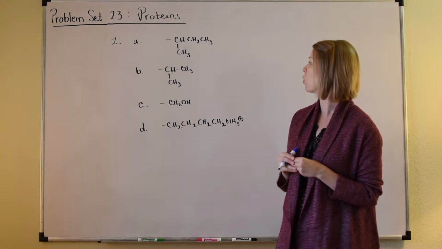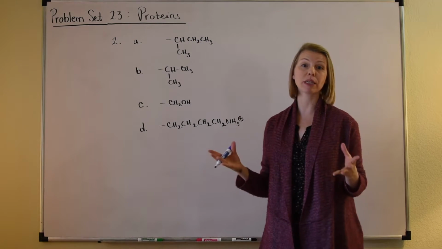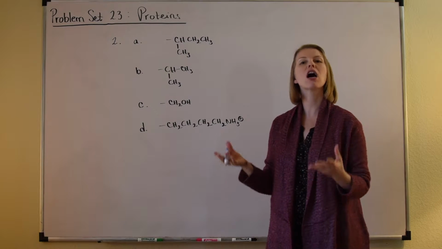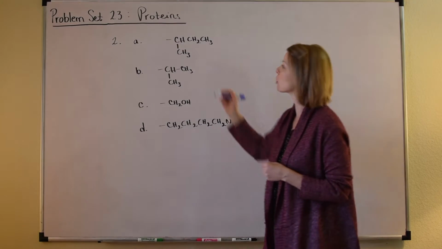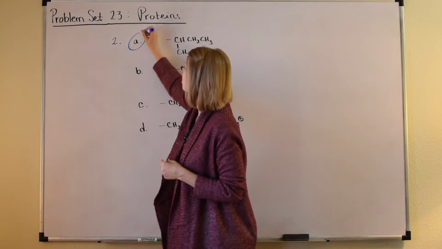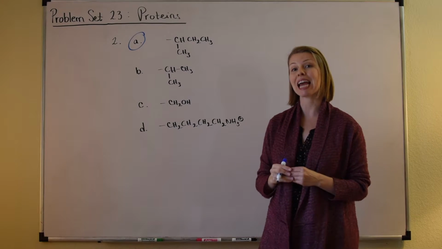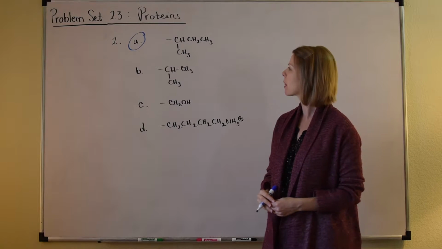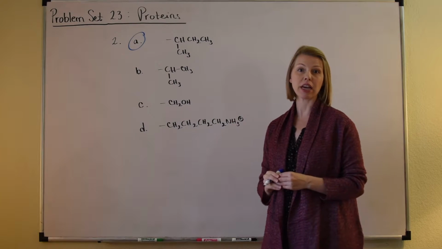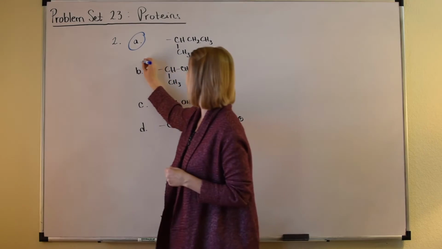In other words, which of these side groups are non-polar? So we can see that A contains just carbon-carbon and carbon-hydrogen bonds. Carbon-carbon bonds and carbon-hydrogen bonds are non-polar. So we would expect A to participate in hydrophobic interactions. It is a non-polar neutral side group. B, same thing. We have all carbon-carbon and carbon-hydrogen bonds. So let's circle B.